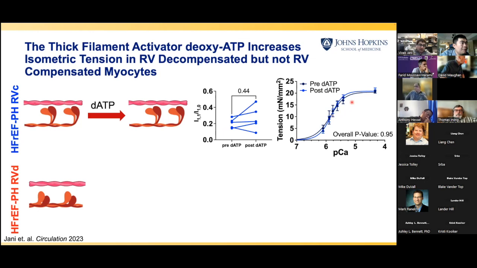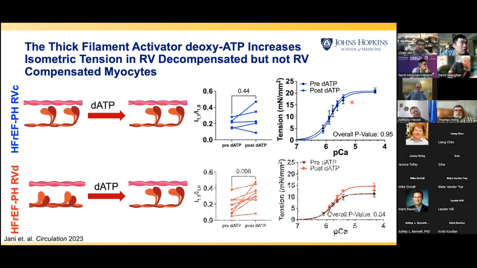But we did see that deoxy-ATP was able to rescue the RV decompensated myocytes, and not only did equatorial intensity ratio go up, but so too did isometric tension. So what this suggested to us is, while these myosin heads are off, the contractile machinery is present, and this could be a potential pharmacologic target for these patients.